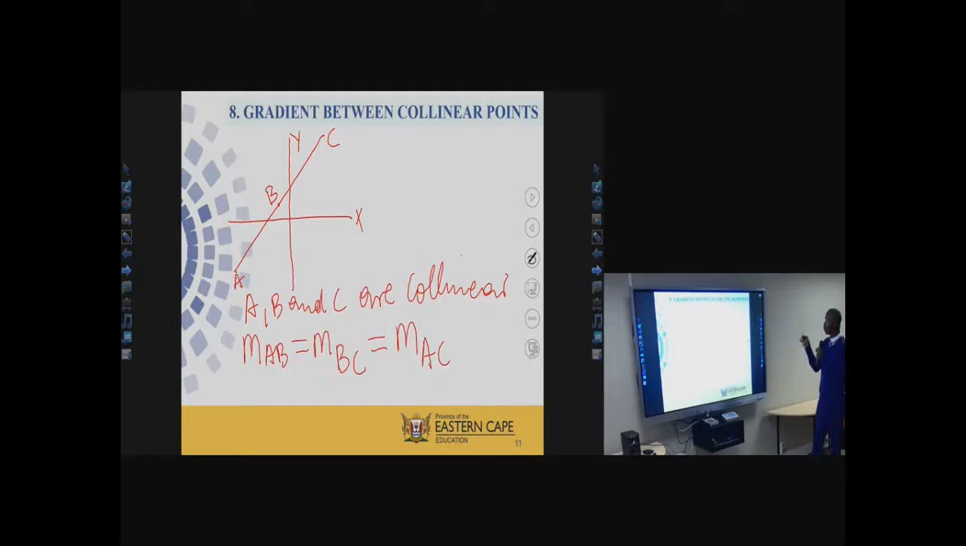Number 8, when points are collinear, then when you calculate the gradients between them, you should be getting the same answer. So when you are told that lines are parallel, it means you are told that gradients are the same. When you are told that lines are perpendicular to each other, it means that the product of the 2 gradients must give you -1. And when they tell you that those points are collinear, they are saying to you the gradients that you are going to calculate between any of those 2 points will be the same.